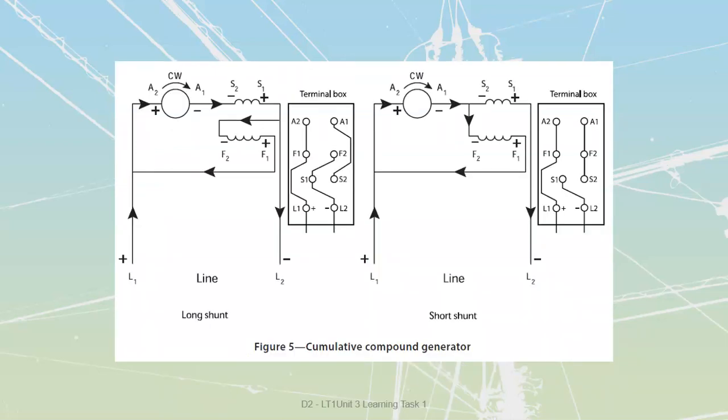Okay, let's talk then about the compounding of our generators. We are going to be able to do a couple of different types of compounding. We're going to have ones where my magnetic fields are aiding each other. That's going to be referred to as cumulative compound, where the magnetic fields of both the S1 and S2 are helping each other out.